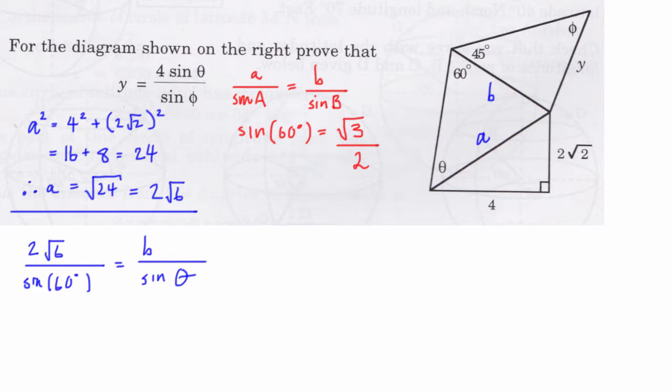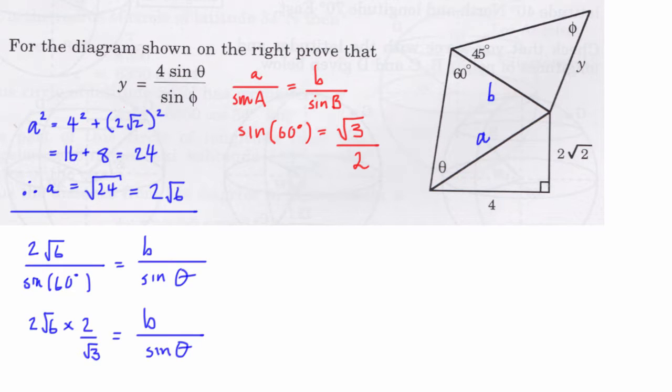So, going back to where we were, 2 root 6 over the sine of 60 is like saying 2 root 6 over square root 3 over 2, which is also equivalent to 2 square root 6 multiplied by 2 divided by the square root of 3. And that's equal to B divided by the sine of theta. Cool. Now, what we can do here is we're going to simplify this part of our equality.